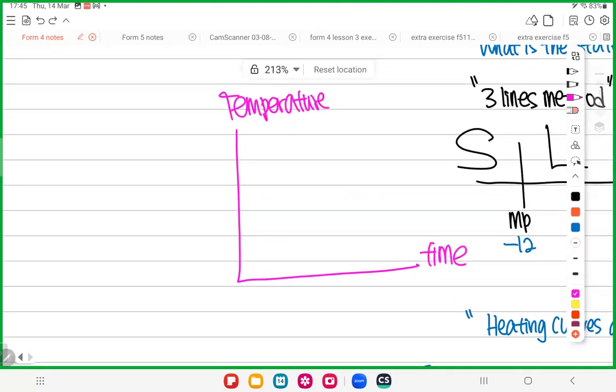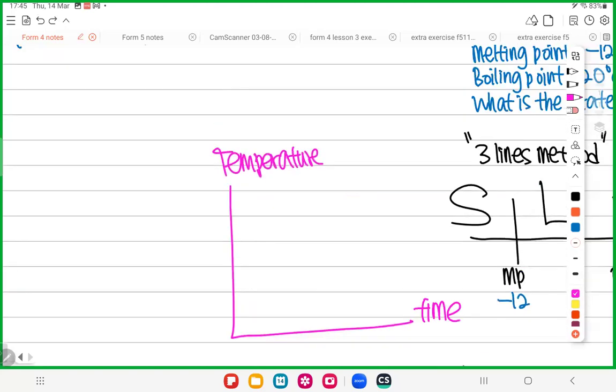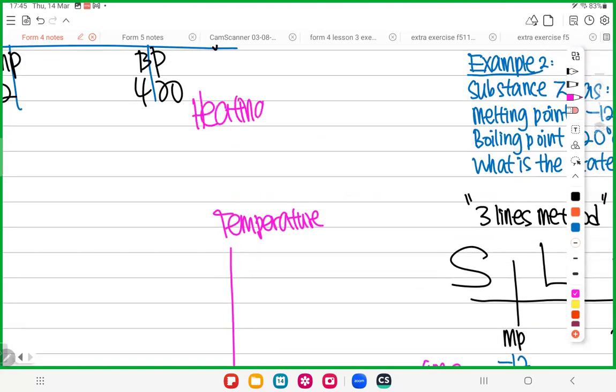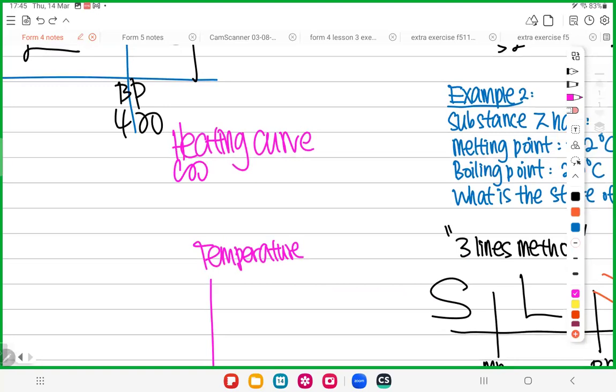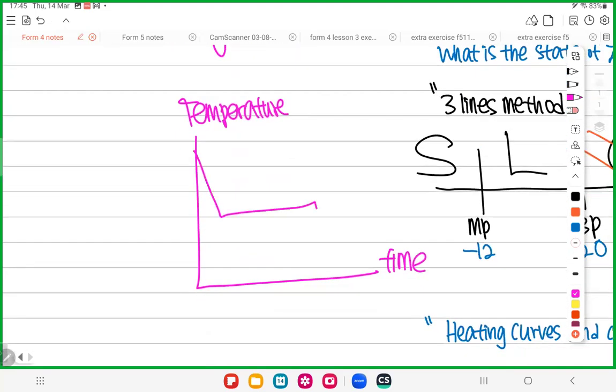So how to know whether it is a heating curve or cooling curve? Common sense. When you heat a substance, what happens to temperature? Temperature will increase, right? The substance becomes hot, so the temperature goes up, and you will see the staircase going up. Same thing when you cool down a substance: temperature goes down. That's why you see a staircase going down.